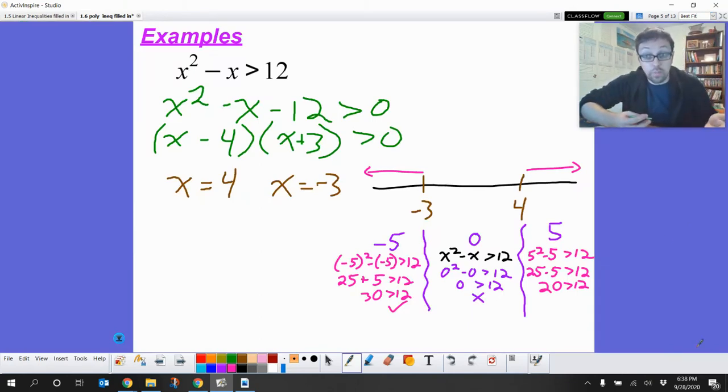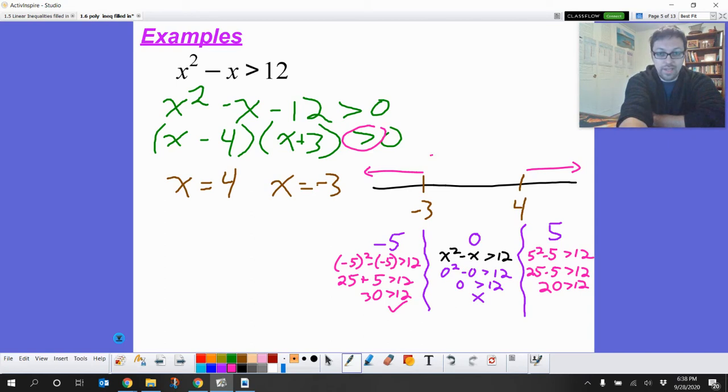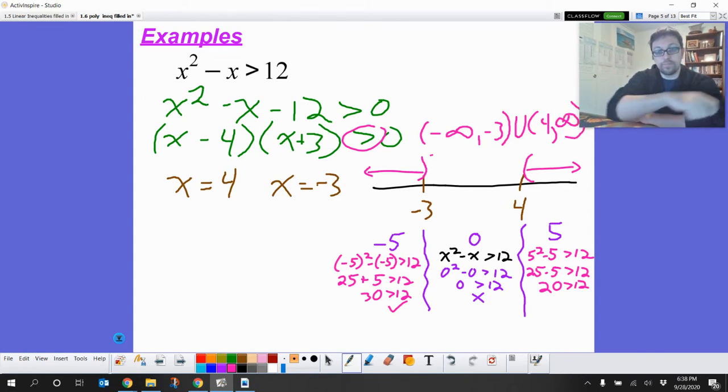Now I have to put either parentheses or brackets on that thing. How am I ever to decide? Well, I just check right here. Whatever that is, that's what everybody's getting. So that one would be a parentheses, so everybody gets parentheses. Our final step is to write this in interval notation. Read it like a book: -infinity to -3, union 4 to infinity. Done. Let's do one more.